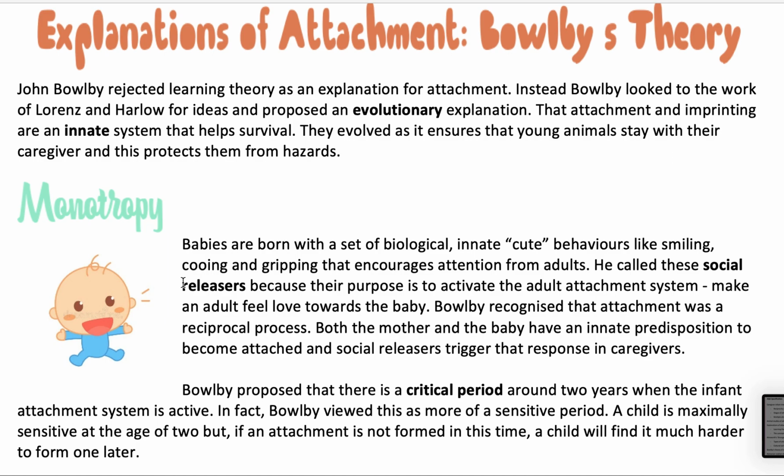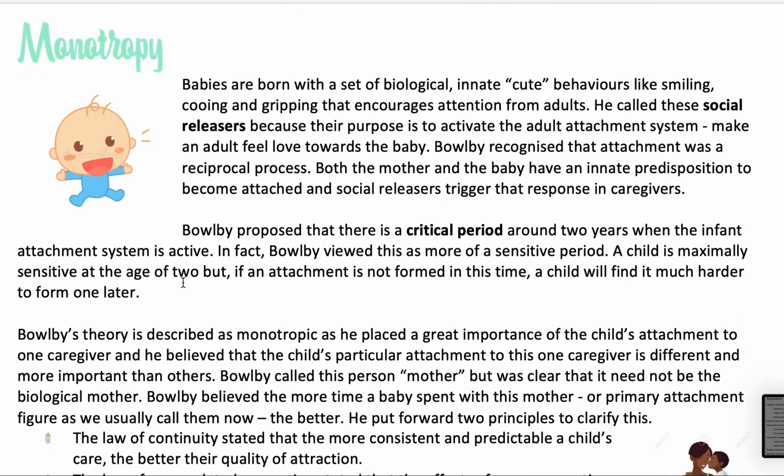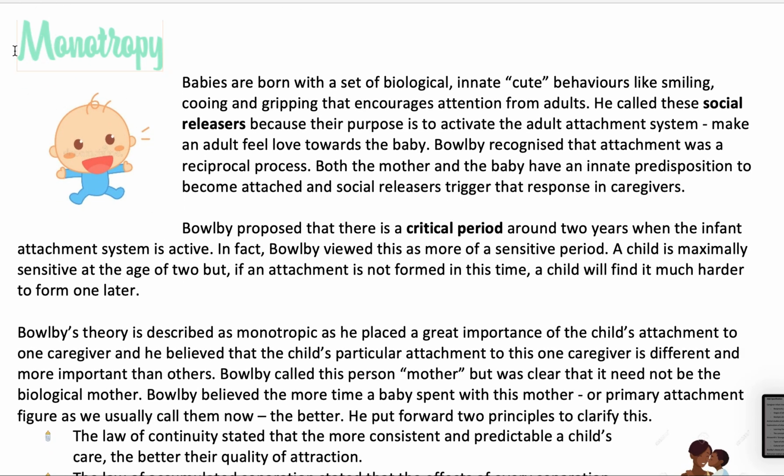So Bowlby, obviously his idea of monotropy is the idea that it's evolutionary, it's innate, it's a survival mechanism. So monotropy, so mono, one more significant caregiver than any others. So he refers to social releases and says that this activates the adult's attachment system. So babies are cute, we like them, we want to form attachments with them. And that causes that to happen.